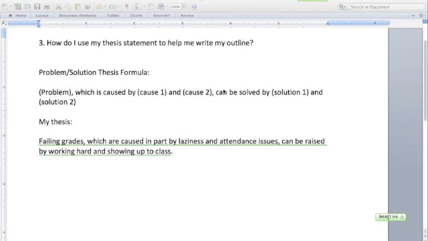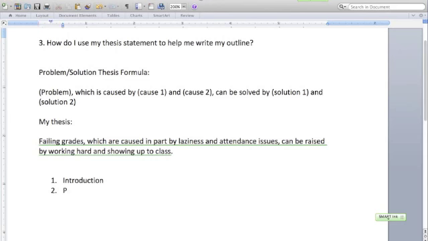Now, how am I going to use this to begin my outline? Well, first of all, I'm going to lay out my entire level 1 outline to start with. It's a problem solution essay, and I know that every essay has a beginning, a middle, and an end. So I'm going to have a beginning here. I'm going to call it an introduction. My middle is going to be on problems and solutions, and my end I'll just call my conclusion.